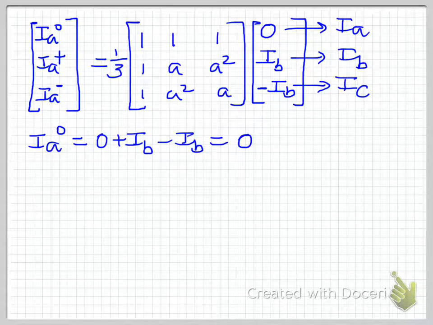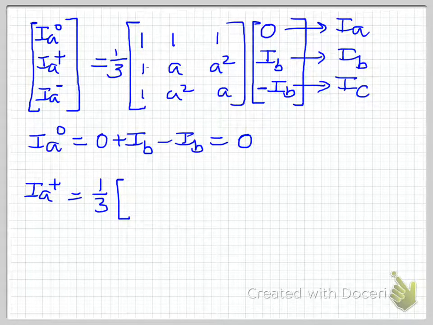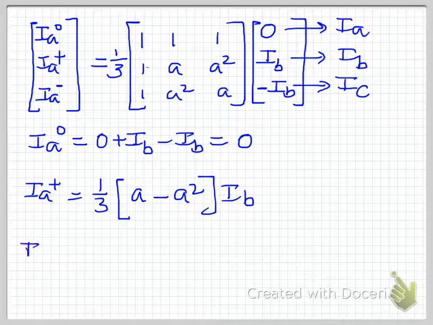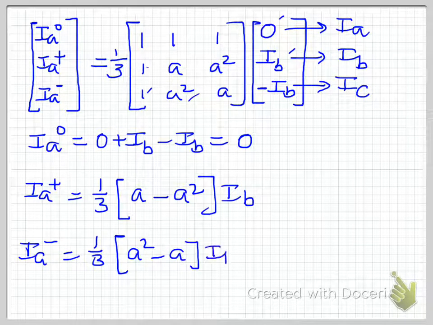That means in the complete sequence network, there will not be any zero sequence network present. The second thing is if you look at IA positive, it equals 1/3 of, 1 times 0 is 0, A times IB minus A square times IB. So we can say A minus A square and then IB. And IA negative equals again 1/3 of 1 times 0, A square times IB, and A times negative of IB. So this is what we get.